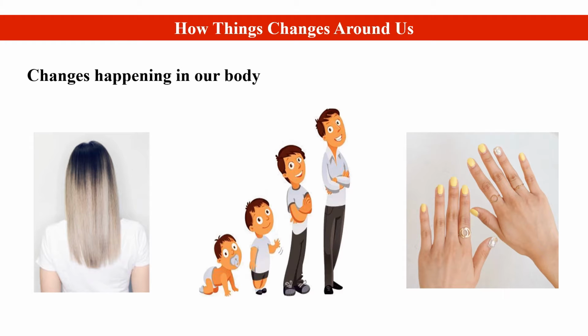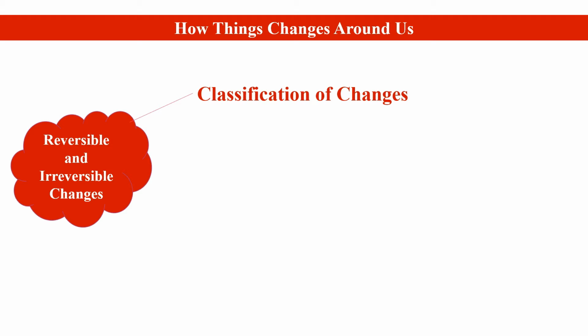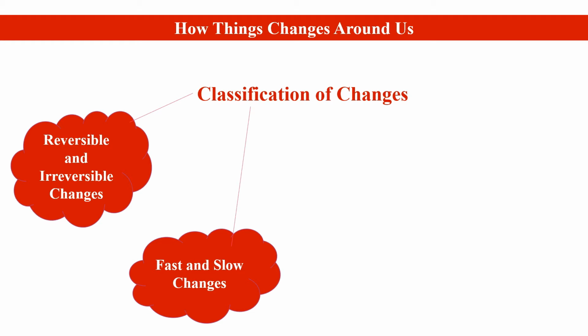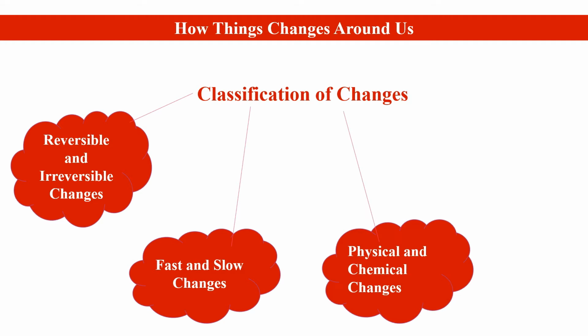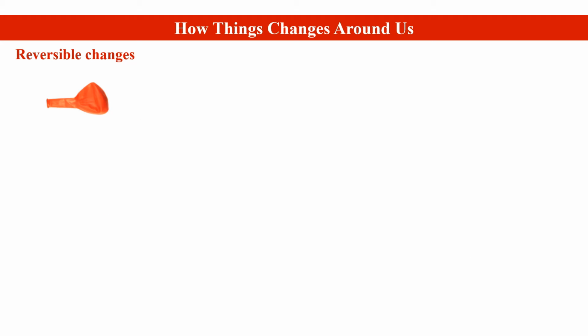So all these changes can be classified into reversible and irreversible changes, fast and slow changes, physical and chemical changes, finally expansion and contraction. So let us learn one by one what these classifications are. Reversible changes. To understand reversible changes, let us perform an activity.